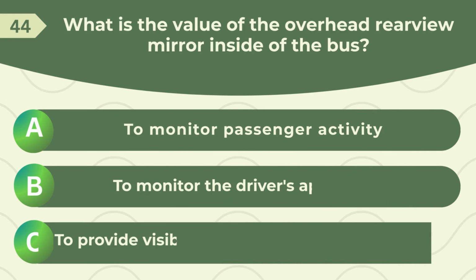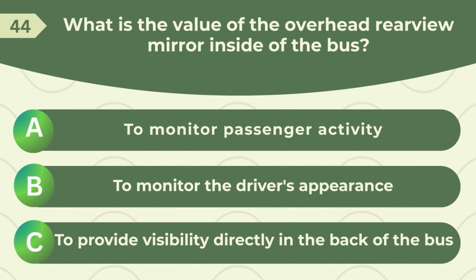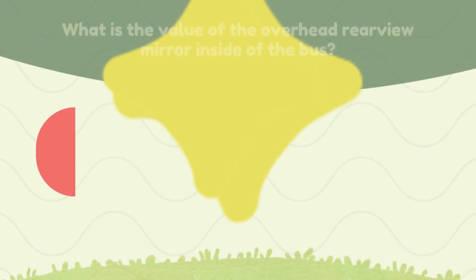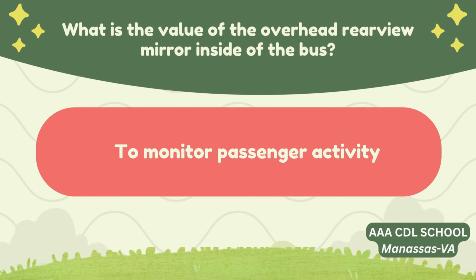What is the value of the overhead rearview mirror inside of the bus? A. To monitor passenger activity. B. To monitor the driver's appearance. C. To provide visibility directly in the back of the bus. Correct answer, to monitor passenger activity.